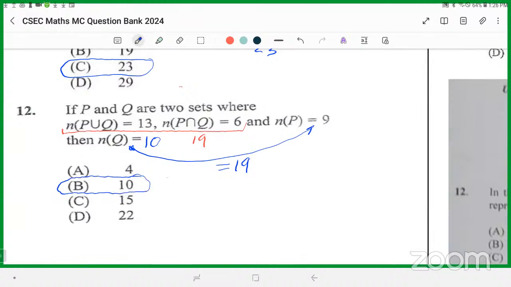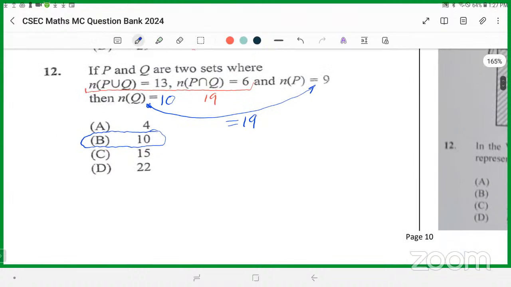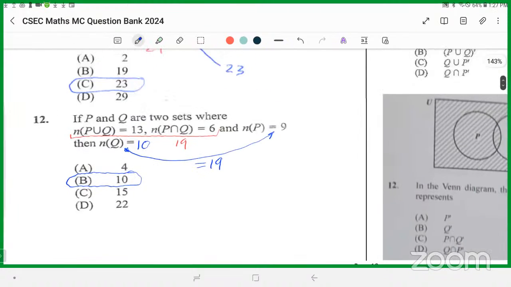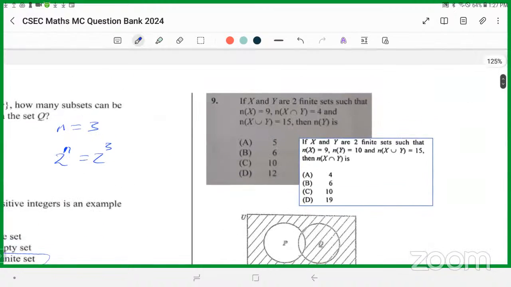Hope you understand that. If you don't understand, let me know. Good? All right. So you see, they set this question a lot of different ways all the time. But remember, the numbers in the individual sets must equal the total of the union and the intersection. Simple as that, for any two finite sets.